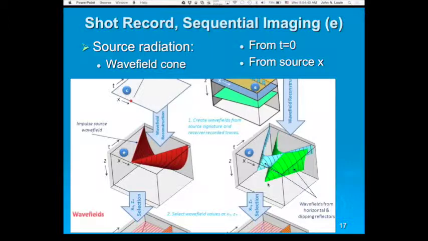Quick question. They assume that source wave field just continues out linearly like that? They don't consider any reflections, right? They just consider it goes out perfectly like that cone. They look at everything that reflects from those scatterers. Yes, that is fundamental to this.